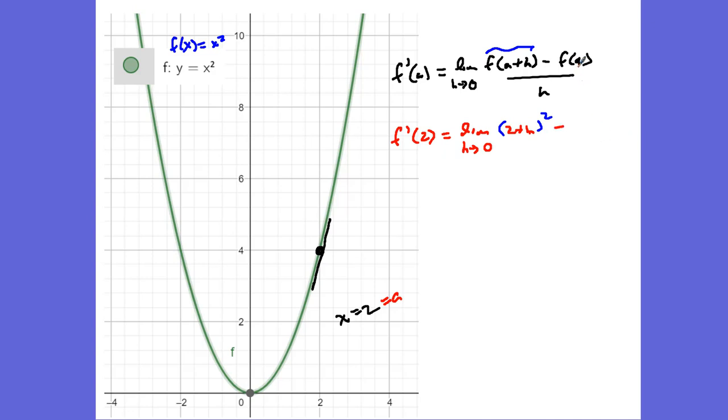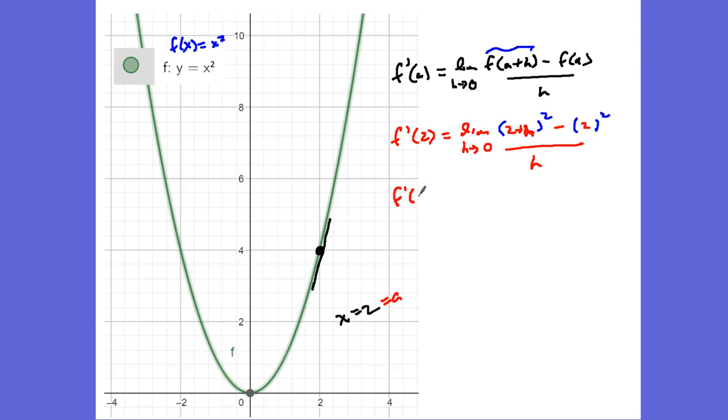Minus my f of a. What's my f of a? That's my x squared. What goes in here is 2. All over what? All over h. So I have right here the limit as h approaches 0 of 2 plus h squared minus 2 squared over h. We just substituted the 2 for the a. We kept my x squared, which was my function right there. And so I could find this value using the limit concept right here.